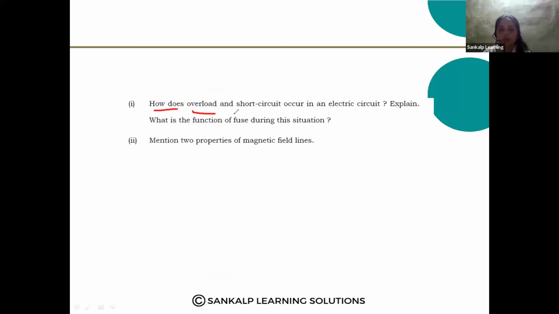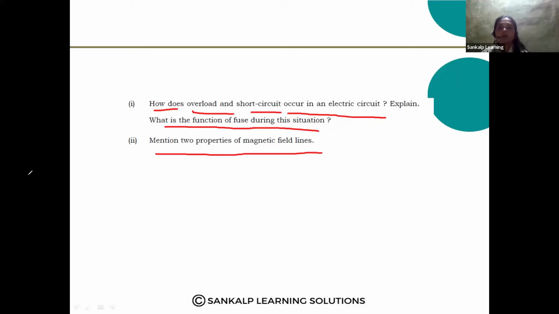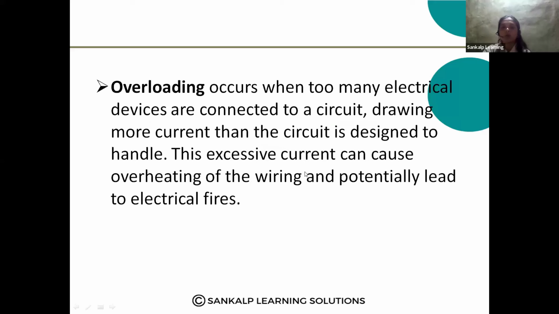How does overload and short circuit occur in an electric circuit? Explain what is the function of the fuse during this situation. And mention the two properties of the magnetic field lines. So here, first you have to write what is overload and what is short circuit.